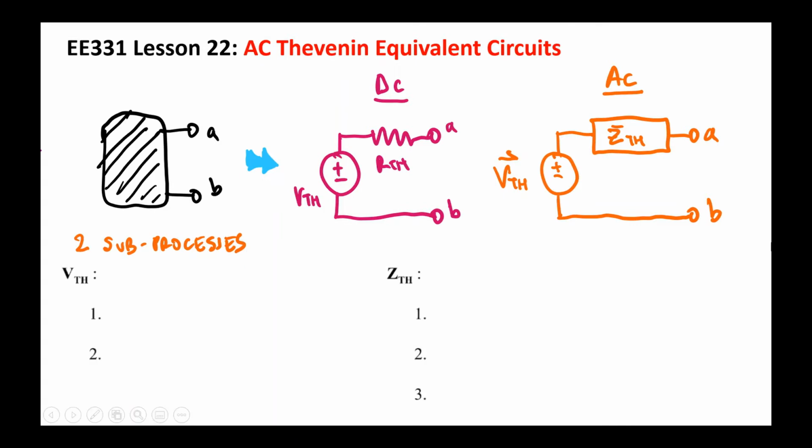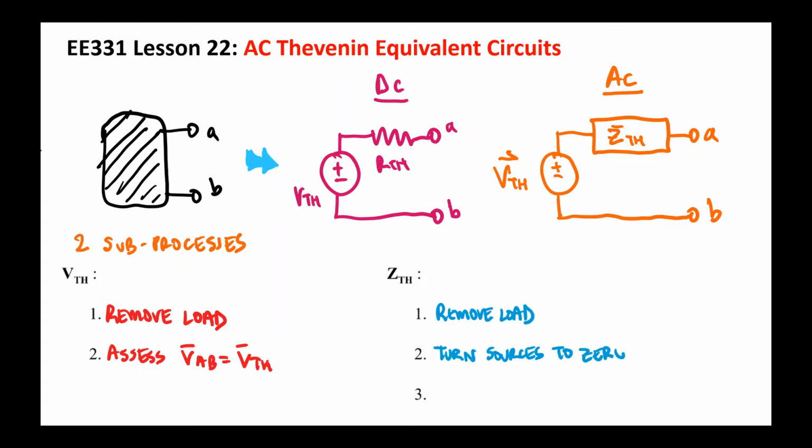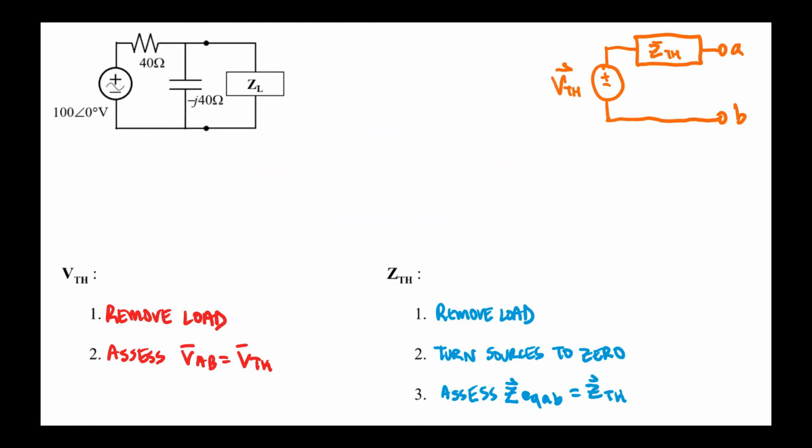For the first process, Vthevenin, you need to remove the load and then assess the voltage at the terminals VAB, which is where the load used to be, which is by definition Vthevenin when the terminals are open. For the second process, Zthevenin, you need to start over from the original circuit and remove the load, then turn the sources to zero. This means either a short or an open, depending on the type of source. Then you'll be able to assess the equivalent impedance between points A and B, which is the definition of Zthevenin, the Thevenin impedance. Let's practice this procedure on a simple example.